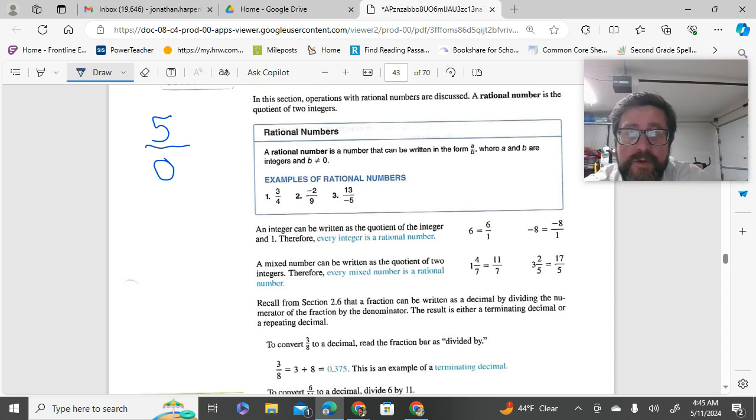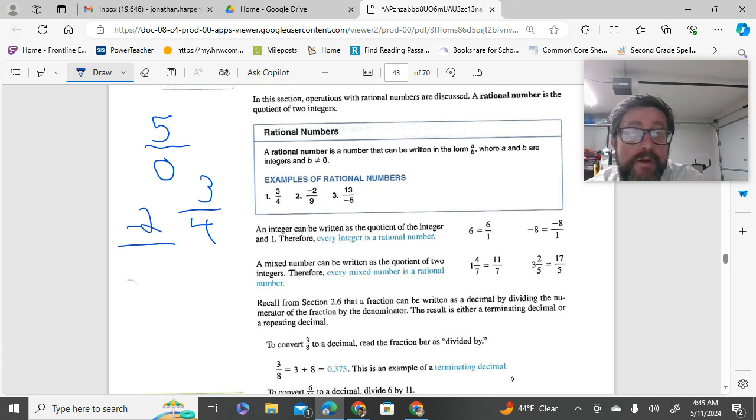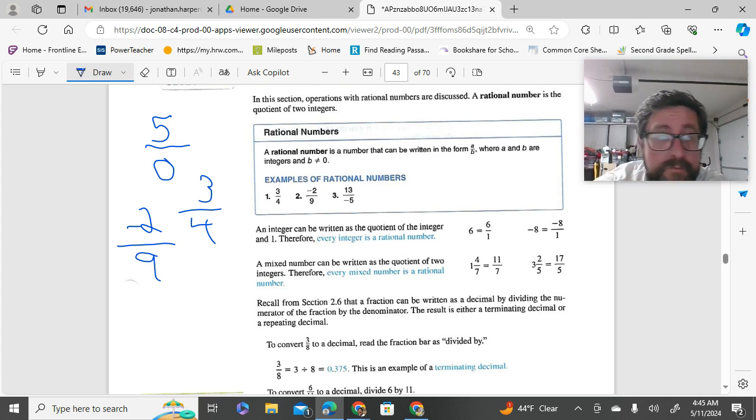Okay, examples of rational numbers. 3 divided by 4, or 3/4. If you have 3/4, that's a rational number. Okay? -2 divided by 9. That would equal a rational number. It may be a negative number, but it's still going to be rational. Rational just means it's realistic. It's rational.